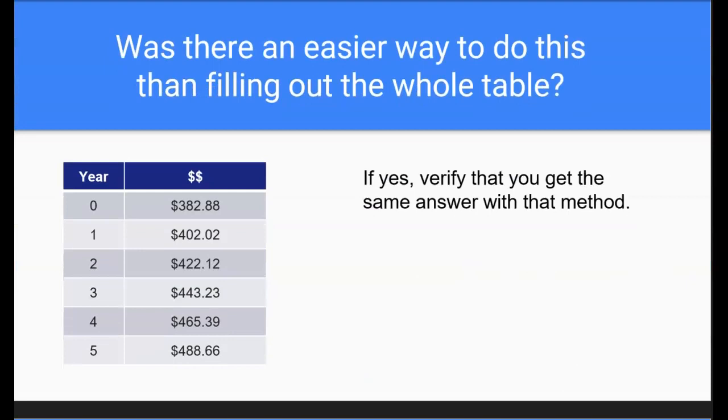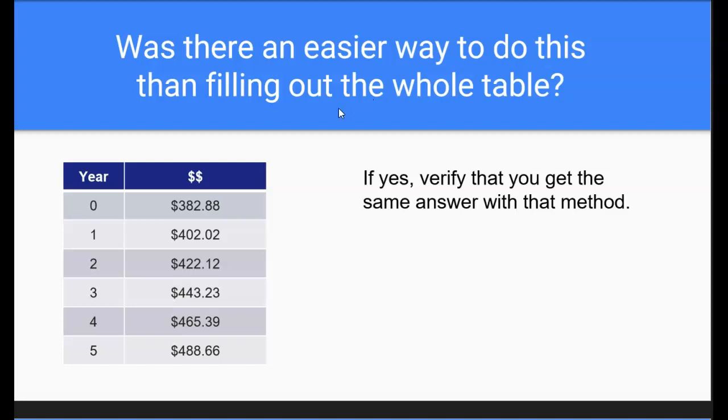But was there an easier way to do that than filling out this whole table? That was sort of laborious. Took a long time. Took a lot of entering stuff in our calculator. Was probably error prone. We might have made a mistake at some point. Is there an easier way to calculate this out to 5 years? What about 10 years? 10 years would have been an even bigger problem. Or 20 years.